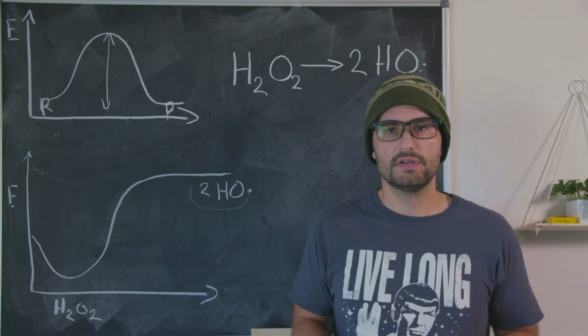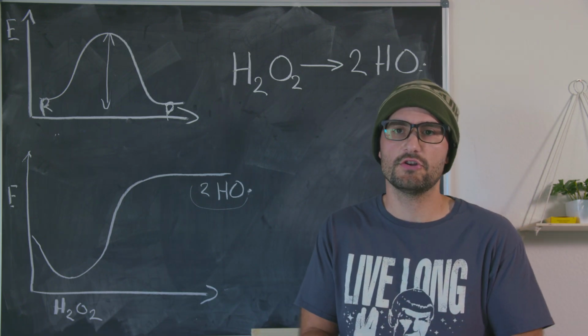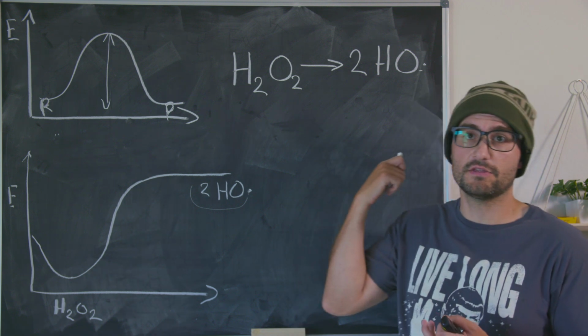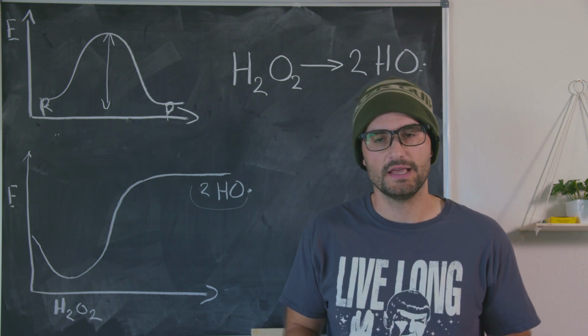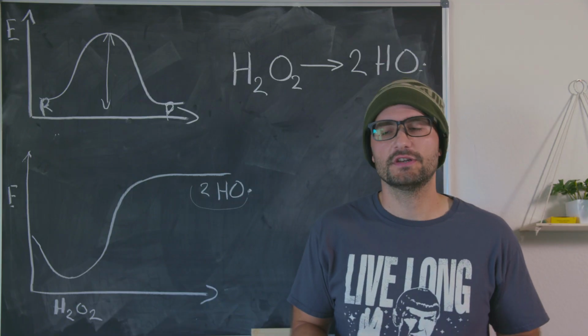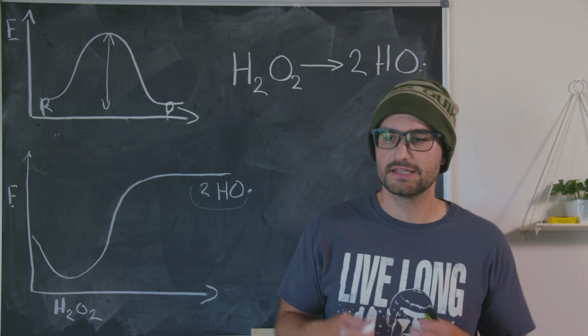So how does hydrogen peroxide get the light? How does the light energy get harvested in order to bypass this barrier and produce the products that we're interested in? To answer that question, we have to talk about quantum mechanics. There's no way around it.